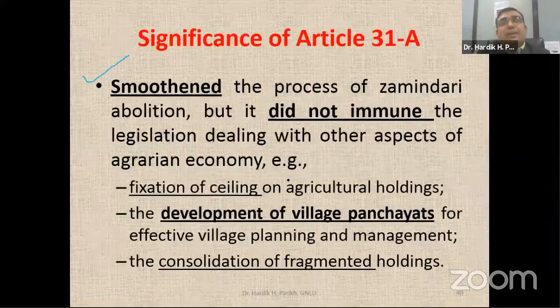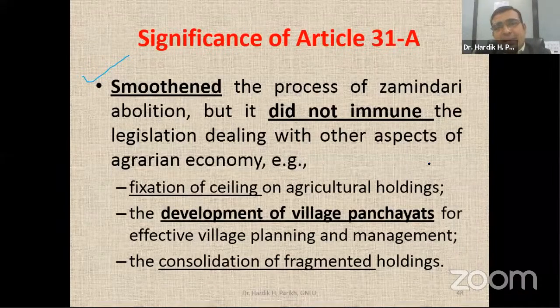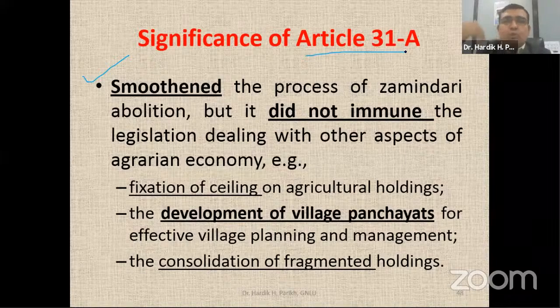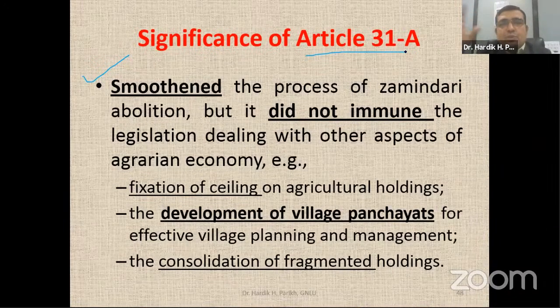So when Article 31A came, we are keeping in mind Article 31 is already there. Apart from that, 31A and B is coming. So now it is superseding the orders of the court and actions. Because of that, the different acts which may be passed by the different state governments become very smooth. Like in case a state government wants to fix the agricultural ceiling, it becomes very, very important.